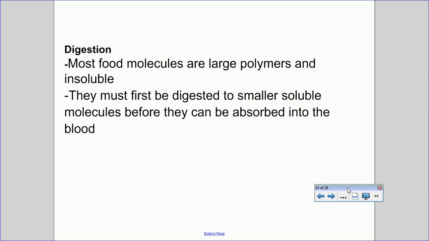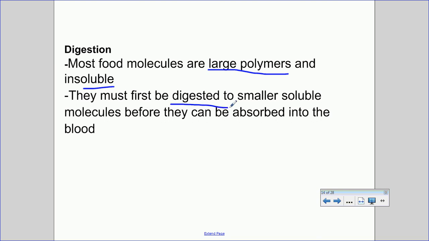So in this process of digestion, most food molecules, remember, are large polymers and are going to be relatively insoluble. So in order to be absorbed into the body, they must first be digested into smaller soluble molecules before they can be absorbed into the blood.